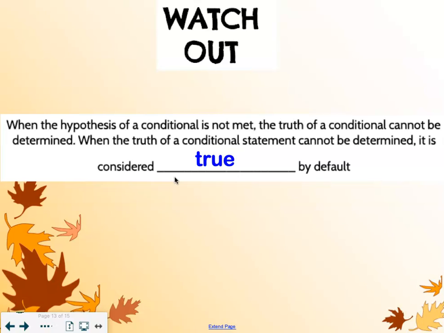So if I were to say, if dogs are cats, then you get $1 million. Are dogs cats? No. So by default, that statement's automatically true. Okay, that's what this is saying. I know it doesn't make sense. This is where it gets weird.